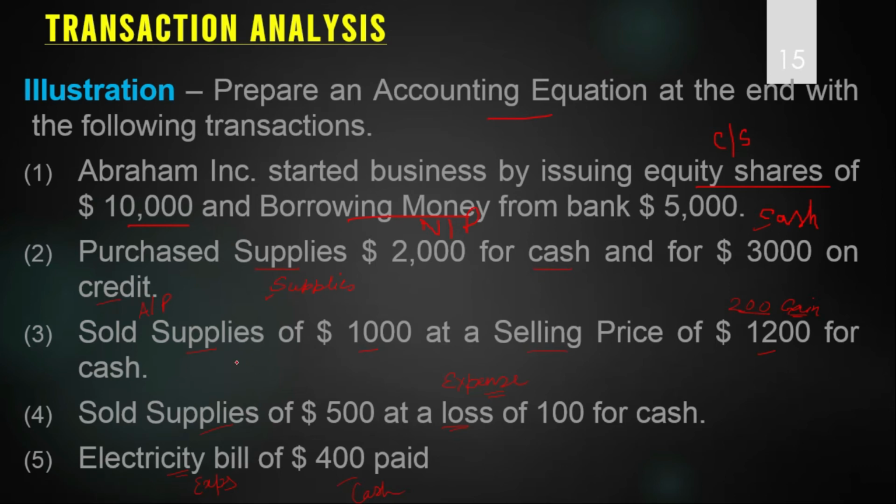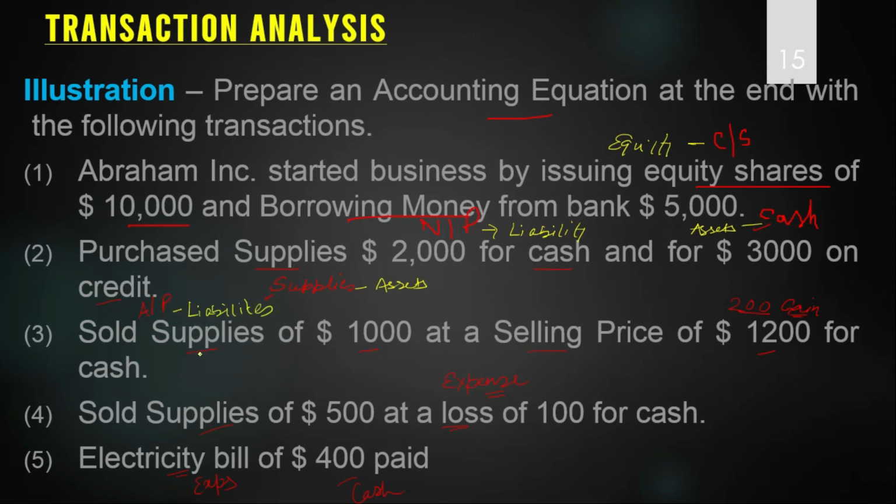Now the second step is to classify. See the first one. Common stock comes under equity. So this is an item of equity. Okay. The notes payable comes under liability. So this is an item of liability. And cash is an item of asset. Okay. So I have classified. Now here supplies comes under assets and accounts payable comes under liabilities.